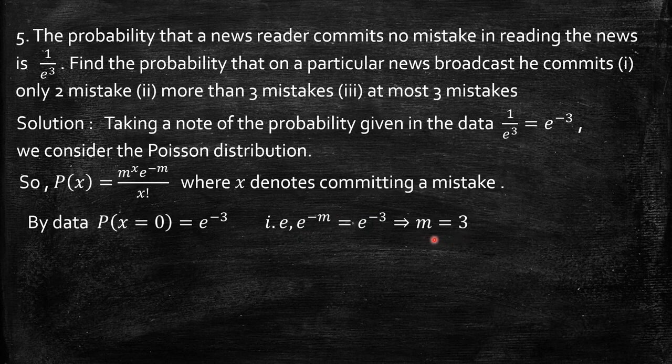Once we got m equal to 3, or the mean, then I can substitute back here. That gives the probability function whose mean is 3, that is 3 power x exponential minus 3 by x factorial. So this is how we can calculate m.